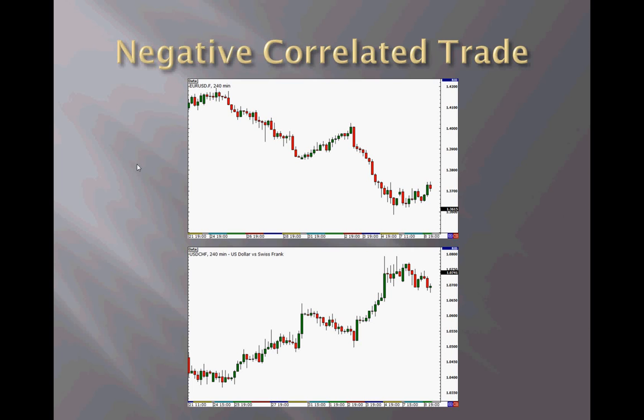These two pairs move in totally opposite directions. Check out the charts. Taking opposite positions on the two negatively correlated pairs would be similar to taking the same position on two highly correlated pairs. Buying euro-dollar and selling dollar Swissy wouldn't be the same as doubling up on a position. Instead, if you bought one lot of euro-dollar and sold one lot of dollar Swissy, you're basically buying two lots of euro-dollar, because if the euro-dollar goes up, then the dollar Swissy goes down, and you're basically making money on both pairs.